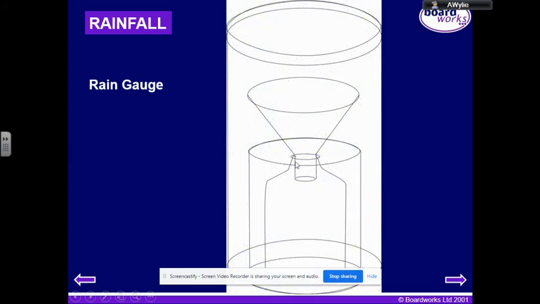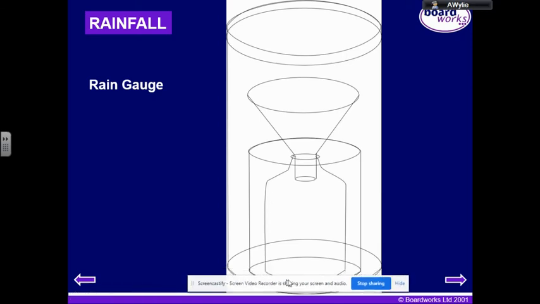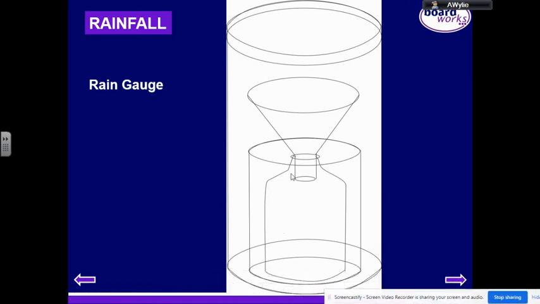Well, it works by having a bottle, which we can see at the bottom here, and the bottle has a funnel in it. Both the bottle and the funnel are actually inside a large metal cylinder. Now, when it rains, the rainwater comes in through the top, hits the funnel, and the funnel collects it in the bottle.